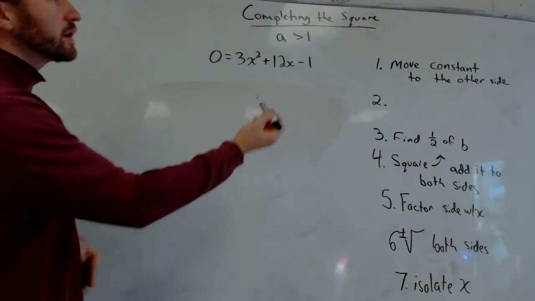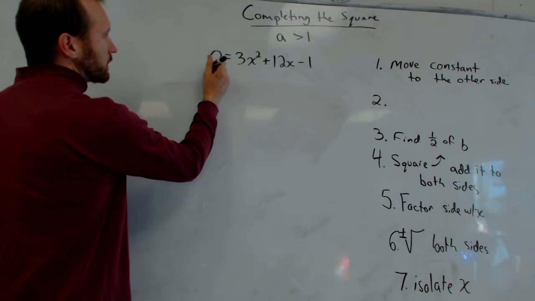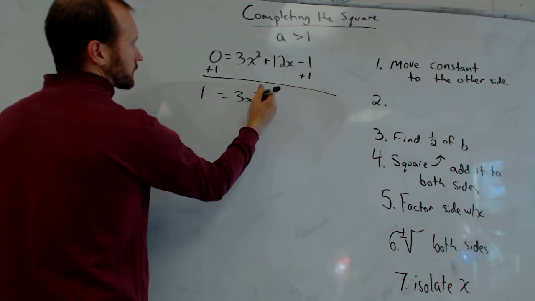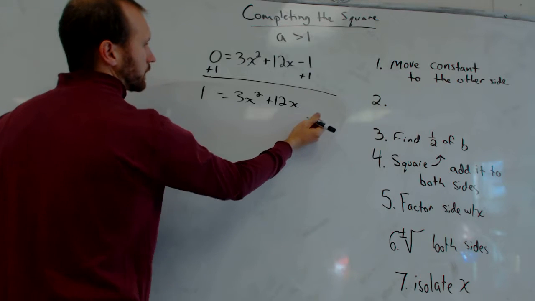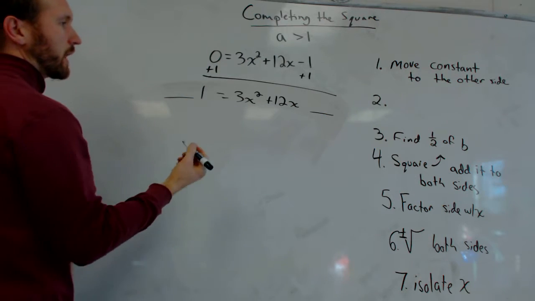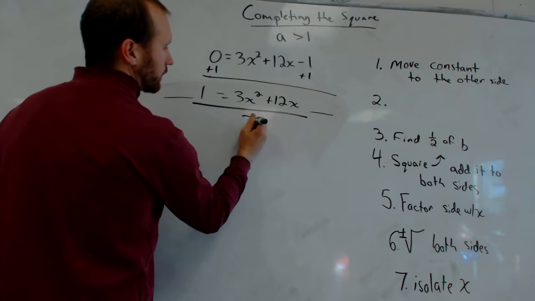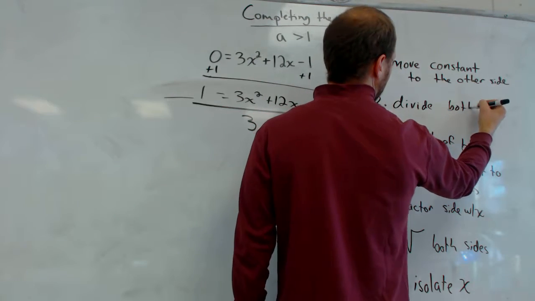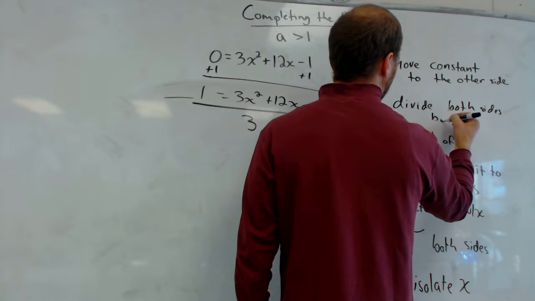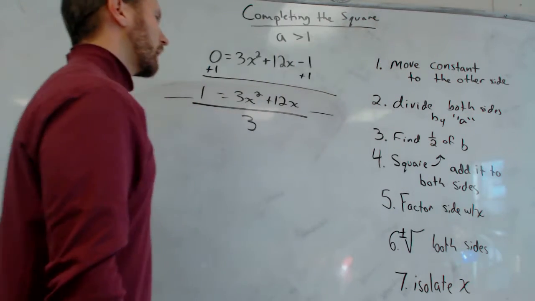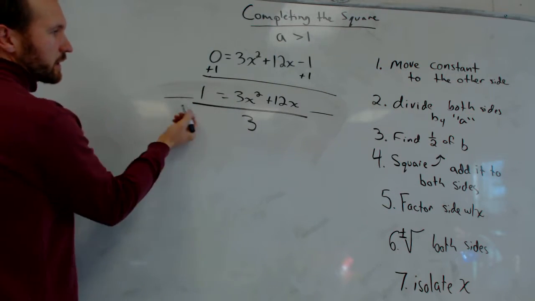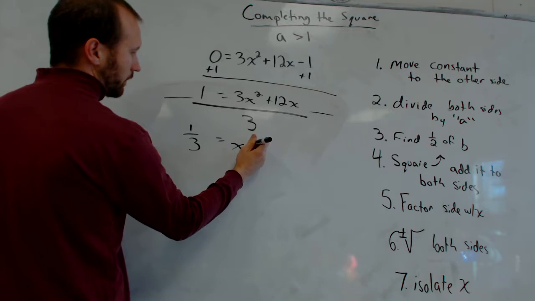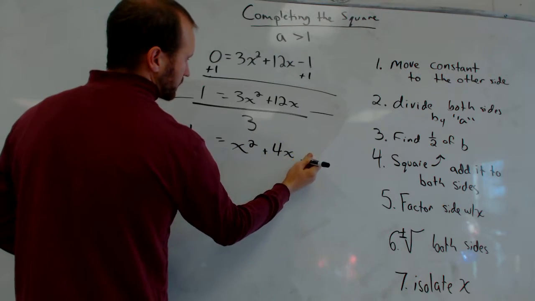Okay? So the first step, move constant to the other side. So we add 1 to both sides. And we end up with 1 equals 3x squared plus 12x. Okay, but actually what we're going to do now is divide both sides by a. So a is 3, so I divide everything by 3. So I end up with 1/3 equals x squared plus 4x. And we'll leave a blank.